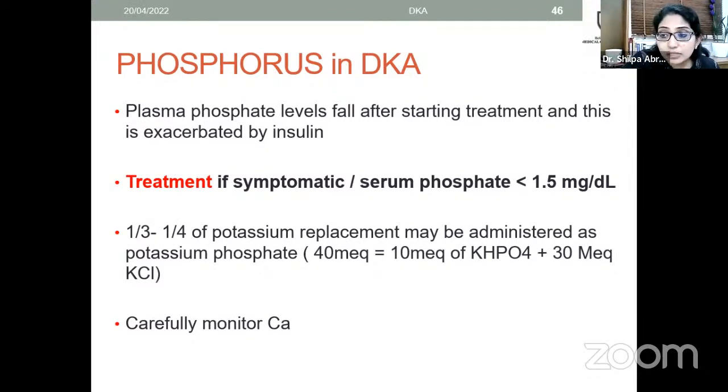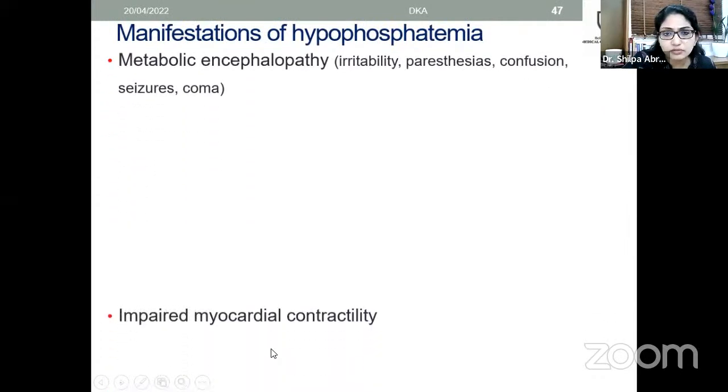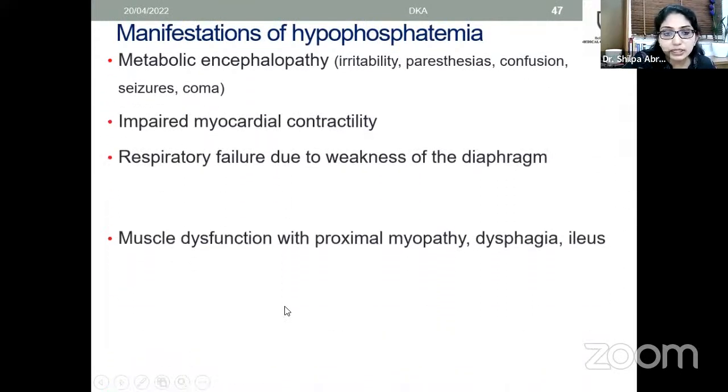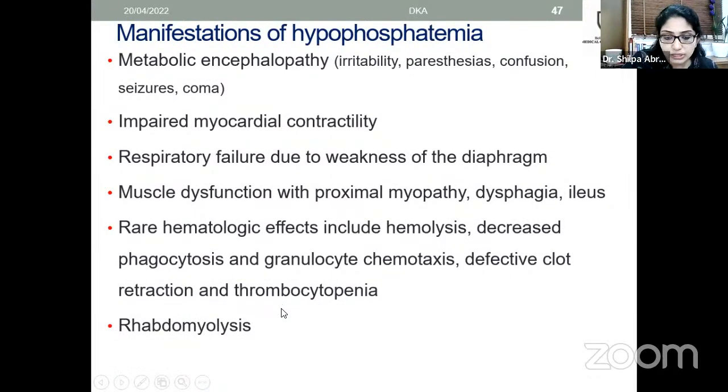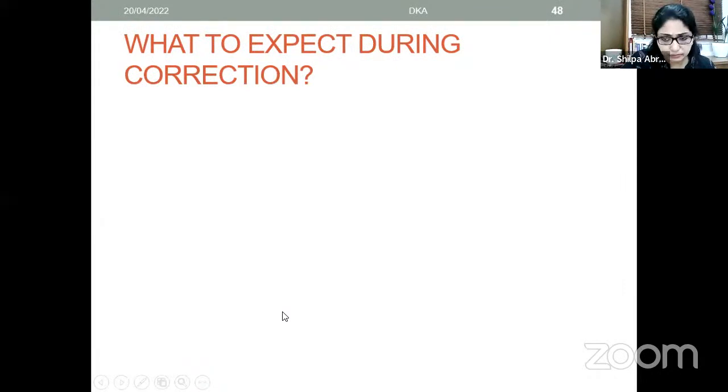Okay. And always remember, if you are giving phosphorus, always carefully monitor your calcium, because calcium can fall once you start phosphorus. So manifestations of hypophosphatemia, these are the clinical features: can have metabolic encephalopathy, impaired contractility, respiratory failure, muscle dysfunction, hemolysis, rhabdomyolysis, etc. Okay, so now we have covered the parts, that is the fluid, the electrolytes, the insulin.